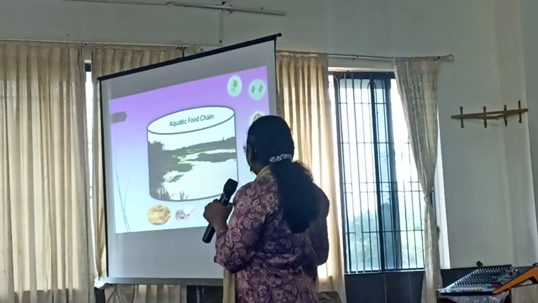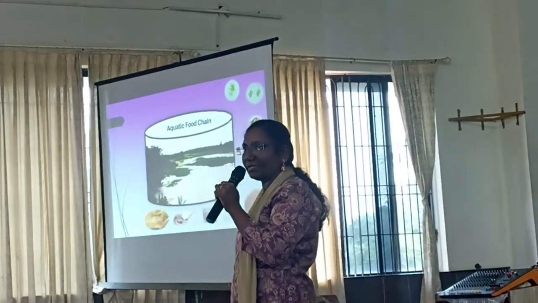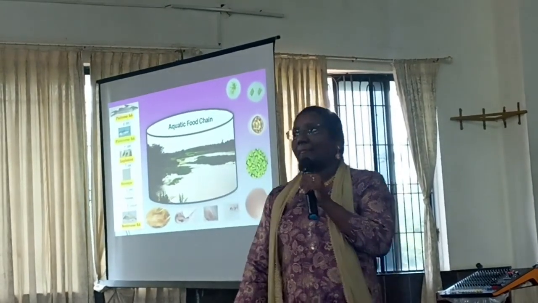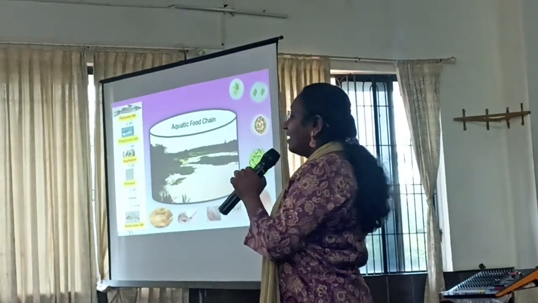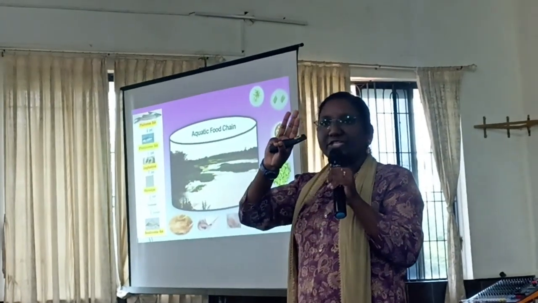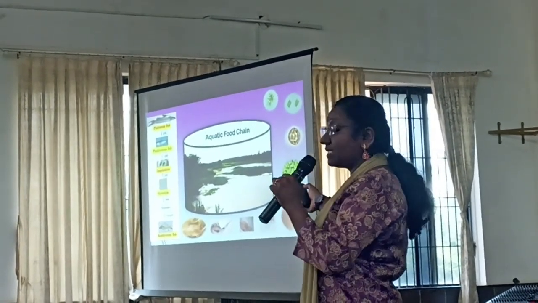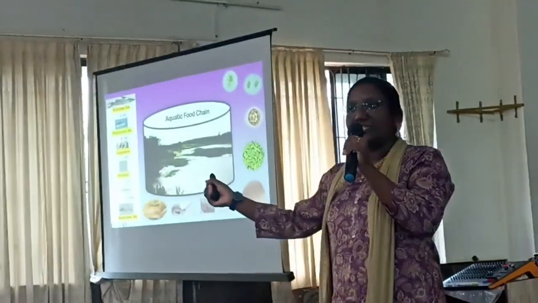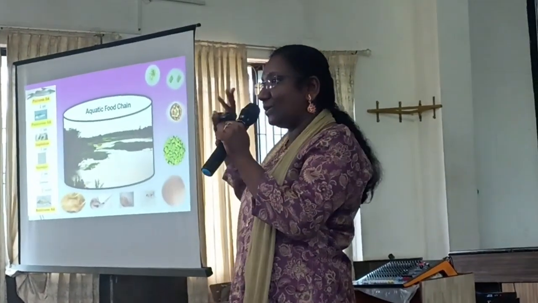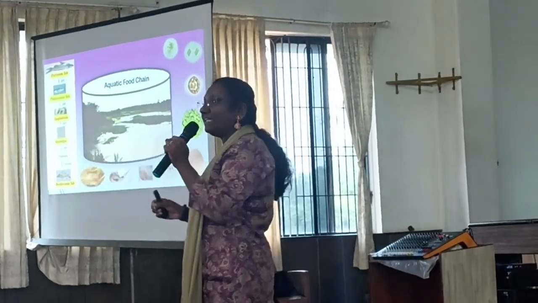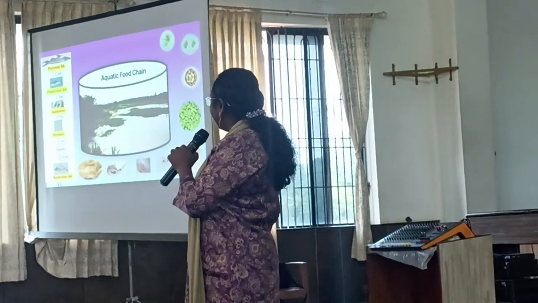This is all we can see in our water body. In our aquatic food chain, we have three different types of fishes: benthivorous fish, planktivorous fish and piscivorous fish. First we can look at the benthivorous fish. The benthivorous fish take detritus, that means degraded organic matter and all those things.